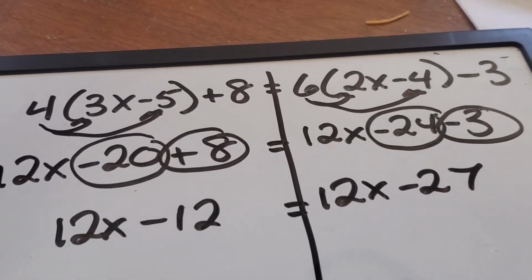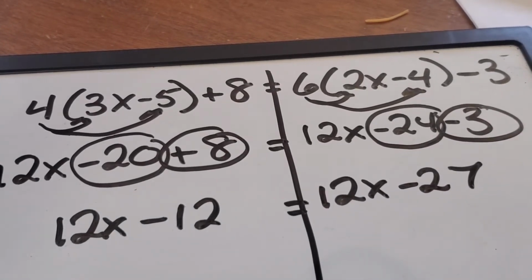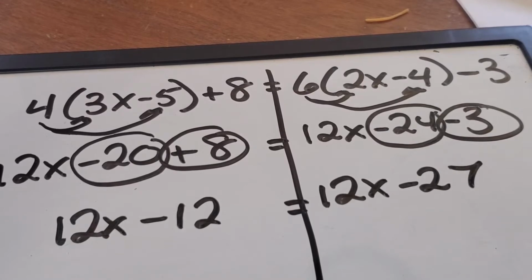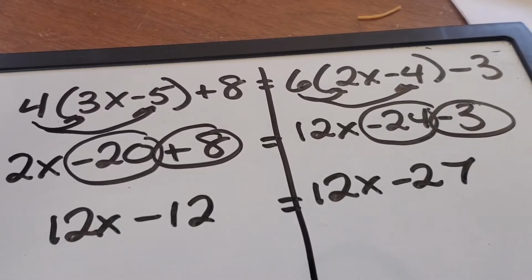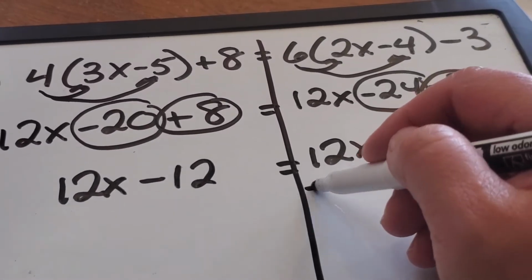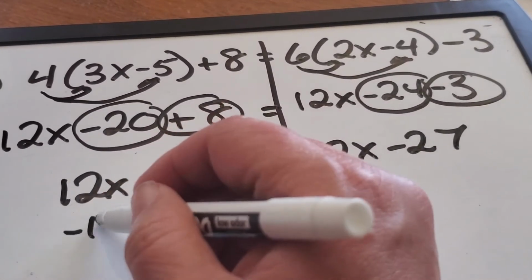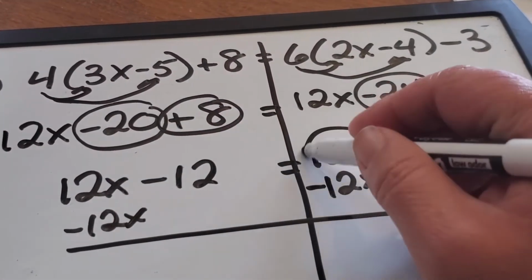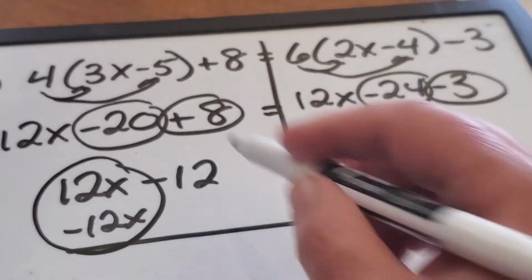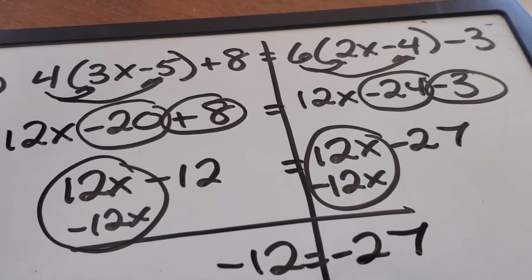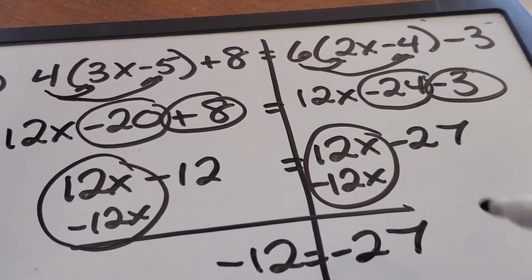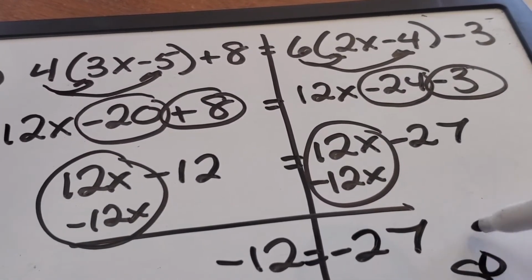Now, hopefully, you're looking at that and you're saying, wait a second. How can 12x minus 12 ever give me the same answer as 12x minus 27? It can't. That's no solutions. But if you didn't notice that and you kept going and you subtracted 12x from both sides, those cancel. You get negative 12 equals negative 27. That doesn't make any sense at all. That means there's no solutions.